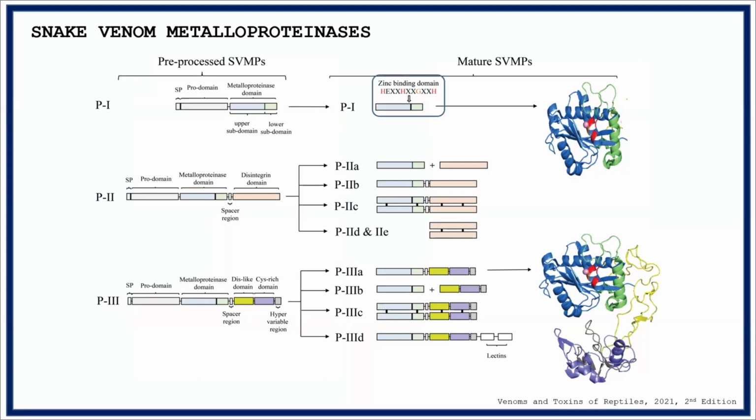Now, P1s are the most simplistic. They possess only a metalloproteinase domain, and this happens to be where the zinc binding domain is located, whereas the P2 and P3 SVMPs are a bit more complex and contain these non-enzymatic accessory domains. Whilst P1s are considered less hemorrhagic than their more complex counterparts, all SVMPs possess this metalloproteinase domain, and so we felt that the design of a consensus P1 was probably a good starting point for the project.